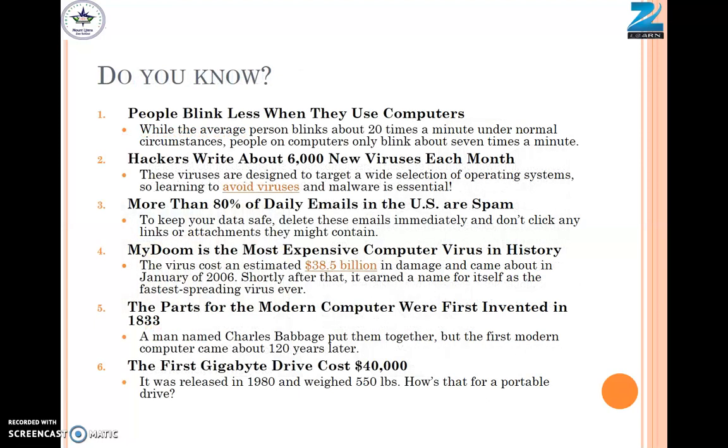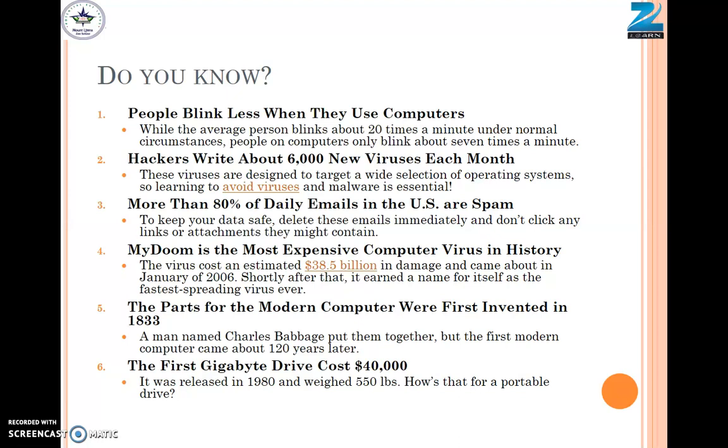Okay, now we'll move towards some facts that you must know. People blink less when they use computers. Okay, this is a fact. While the average person blinks about 20 times a minute under normal circumstances, people on computers only blink about 7 times a minute. Okay, next time when you use a computer, just observe that.